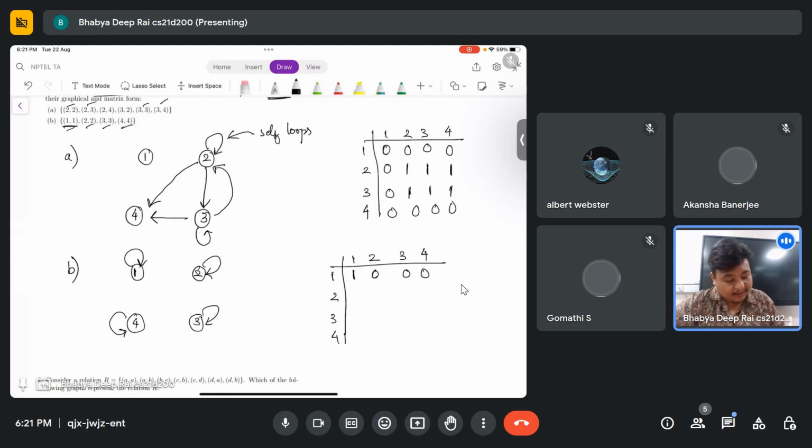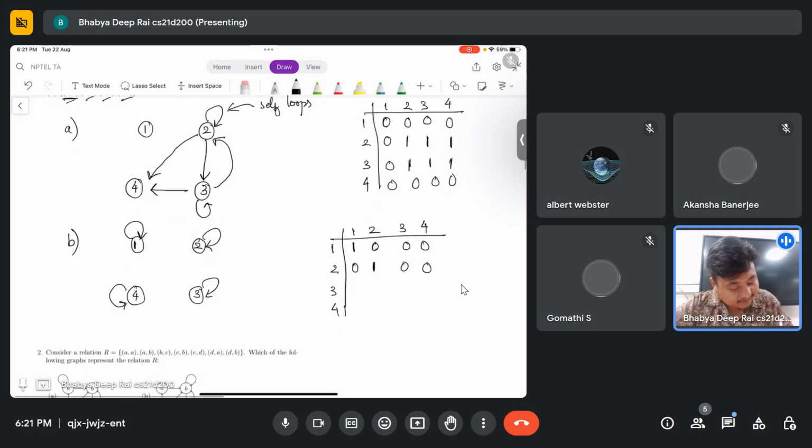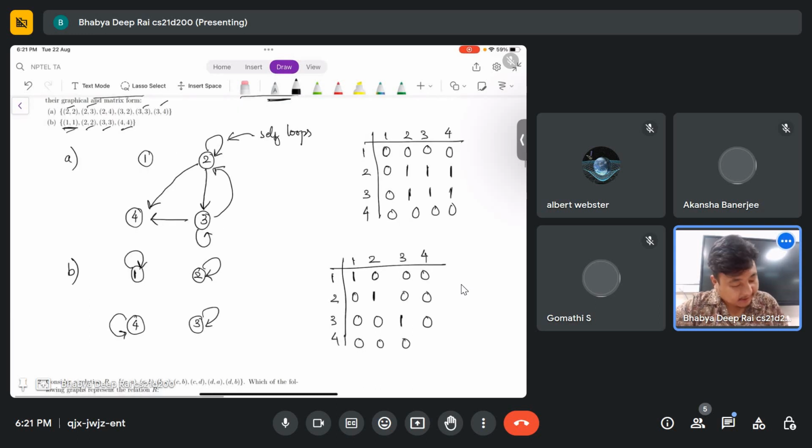Okay. Similarly, 2 comma 1 is not there. In the 2 comma 2 position, I put a 1, because it is there. Then 2 comma 3 is not there. 2 comma 4 is not there. And similarly, I do this. And 3 comma 3 is there. 3 comma 4 is not there. 4 comma 1, 4 comma 2, 4 comma 3 are not there. If you see, only 4 comma 4 is there.